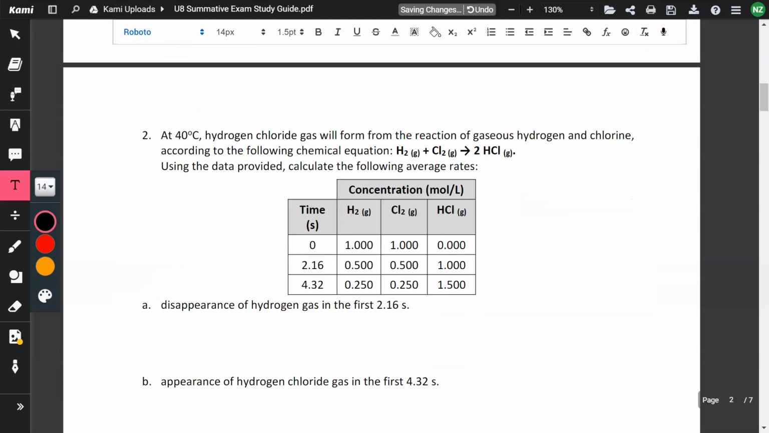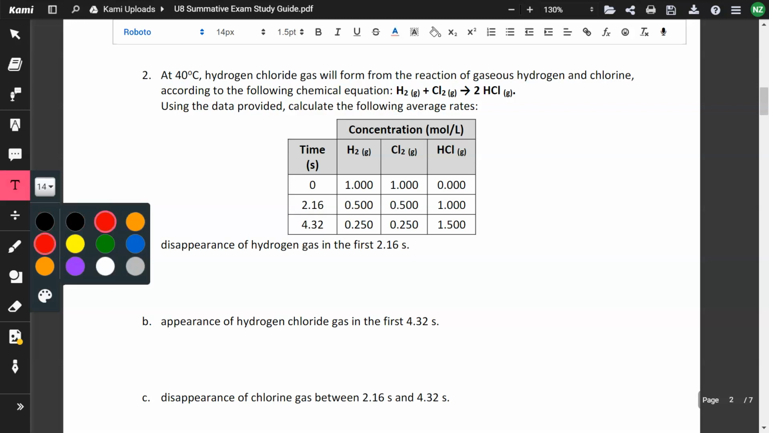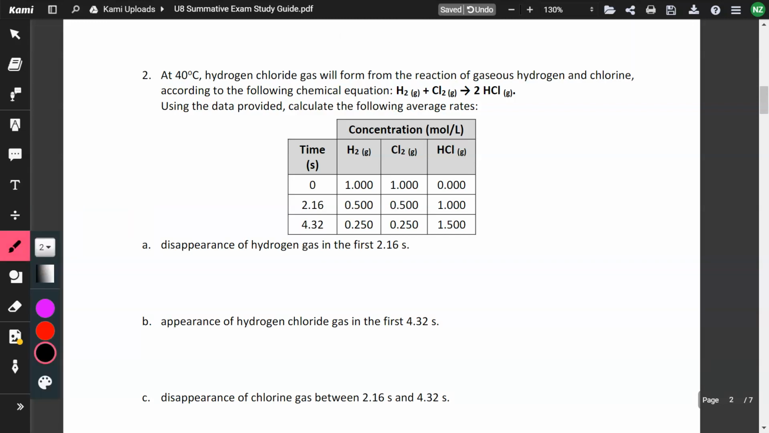So it lowers the activation energy and increases the rate of the reaction. All right, moving along. Number 2. At 40 degrees, hydrogen chloride gas will form from the reaction of gaseous hydrogen and chlorine, according to the following equation. Using the data provided, calculate the following average rates. So let's see, it says disappearance of hydrogen gas in the first 2.16 seconds. Okay, so we're looking at hydrogen gas, which is right here, and it wants the first 2.16 seconds. So we're going to be looking at those two concentrations and those two times.